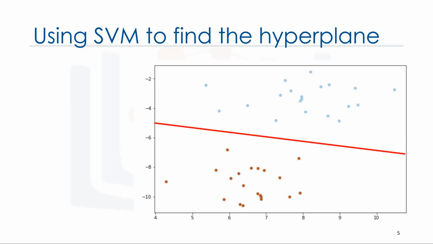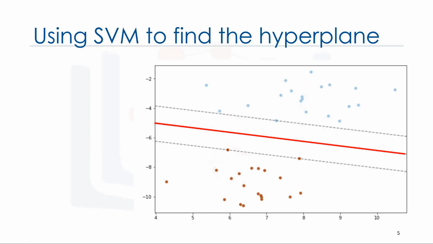Basically, SVMs are based on the idea of finding a hyperplane that best divides a data set into two classes, as shown here. As we're in a two-dimensional space, you can think of the hyperplane as a line that linearly separates the blue points from the red points. One reasonable choice as the best hyperplane is the one that represents the largest separation, or margin, between the two classes. So, the goal is to choose a hyperplane with as big a margin as possible. Examples closest to the hyperplane are support vectors.